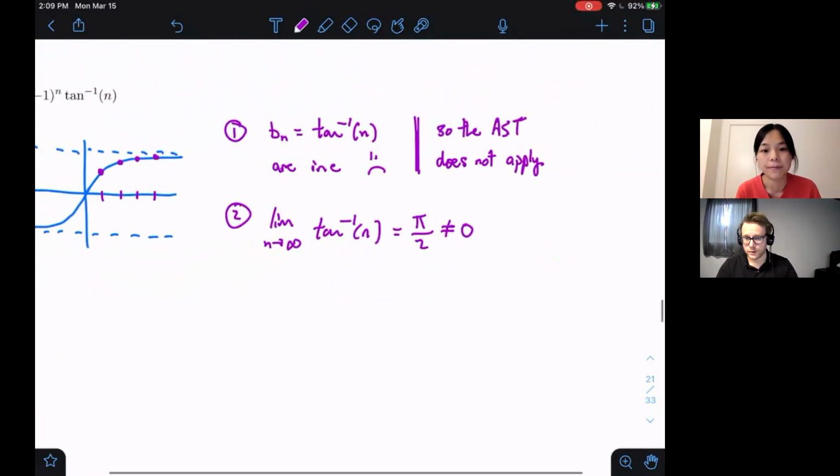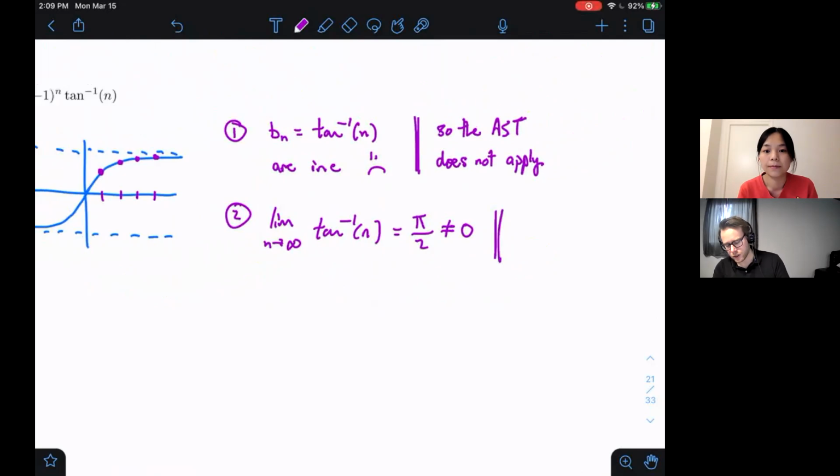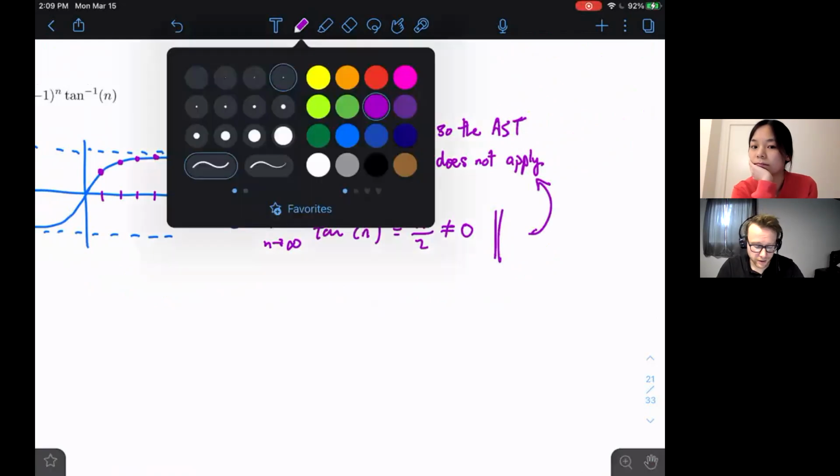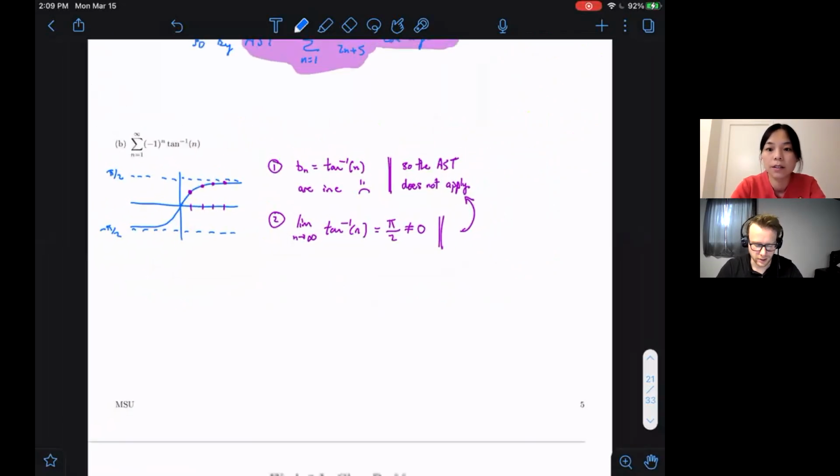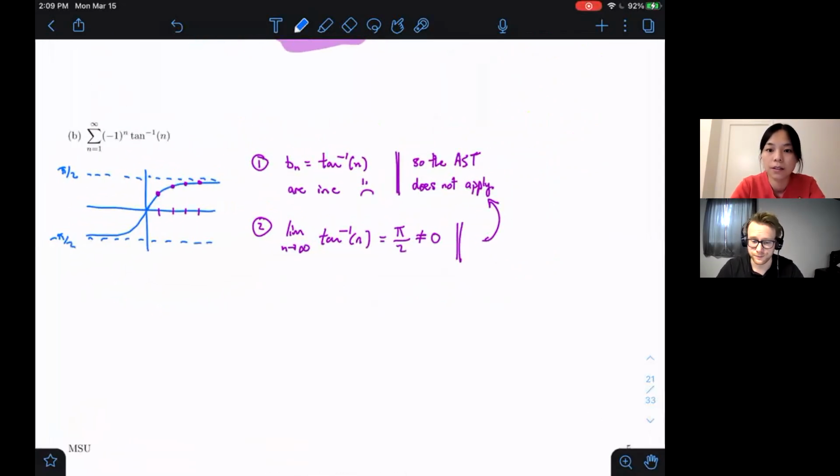And so this right here is another reason why, if you just looked at this, you could also see that the alternating series test does not apply. So it doesn't meet either the first or the second condition. So there's actually 2 good reasons why the alternating series test does not work in this case. We would need to think about something else. Okay. Any questions on this one here?